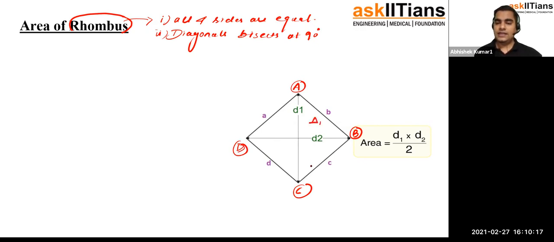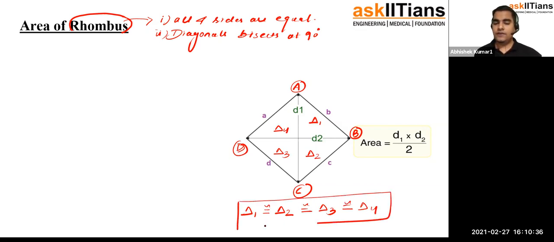So one of the triangles is delta 1, let's say. This is delta 2, that is delta 3. This one is delta 4. So here you are going to have delta 1 congruent to delta 2, which will be congruent to delta 3, and that will be congruent to delta 4. And we also know that whenever you have any two congruent figures, the area that is enclosed by those figures will also be equal.